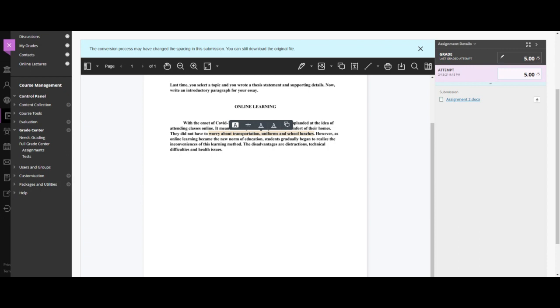Excellent. However, as online learning became the new norm of education, students, I like, wallahi, your connecting information. Shrath, I like them a lot. However, as you gave us background information about the topic that you are going to talk about. However, as online learning became the new norm of education, students gradually began to realize the inconveniences of this learning method. The disadvantages are distractions, technical difficulties, and health issues. Excellent. Look at the thesis statement. Direct. This is what I'm looking for. I'm looking for direct at this moment, guys. At this moment, we should learn to write the direct thesis statement.